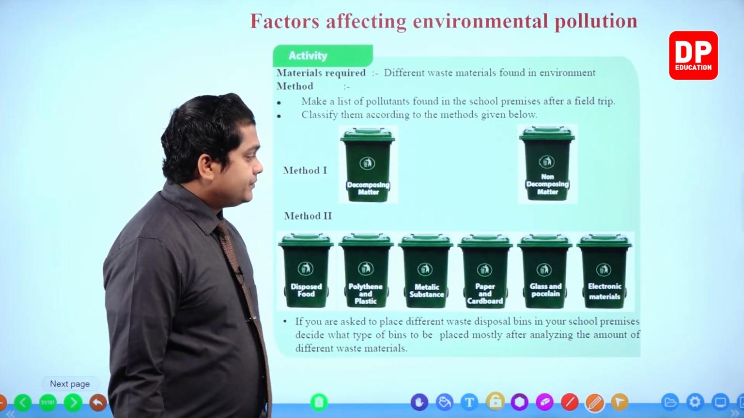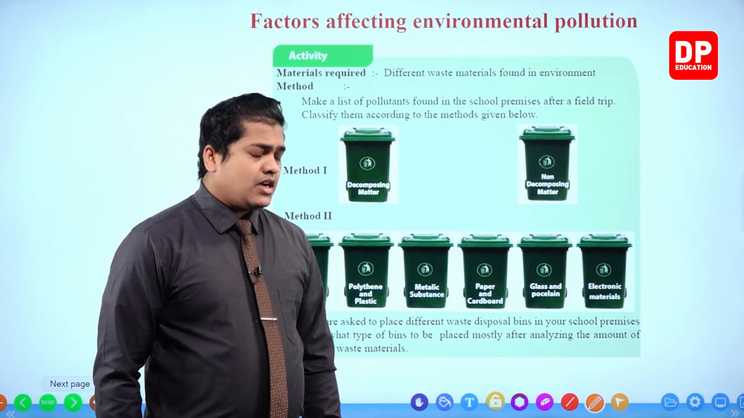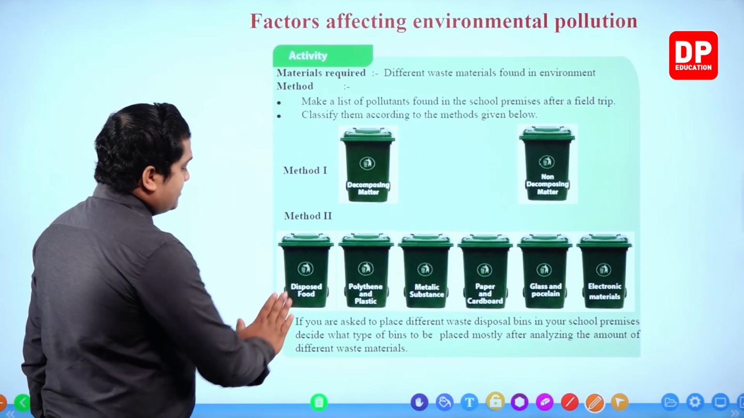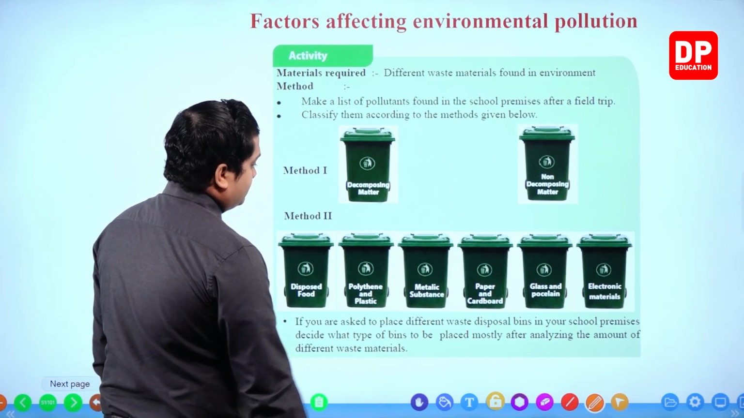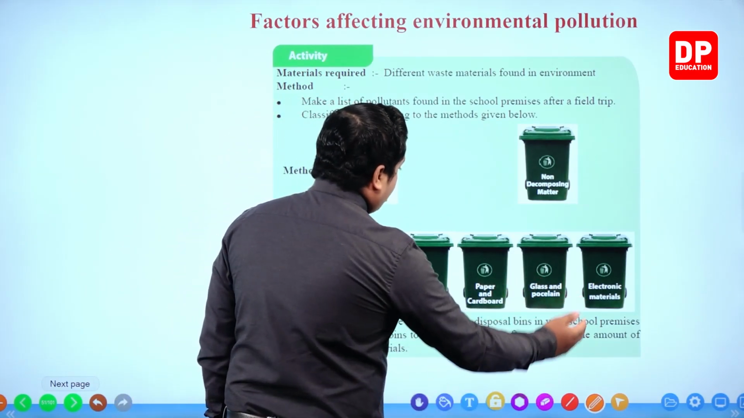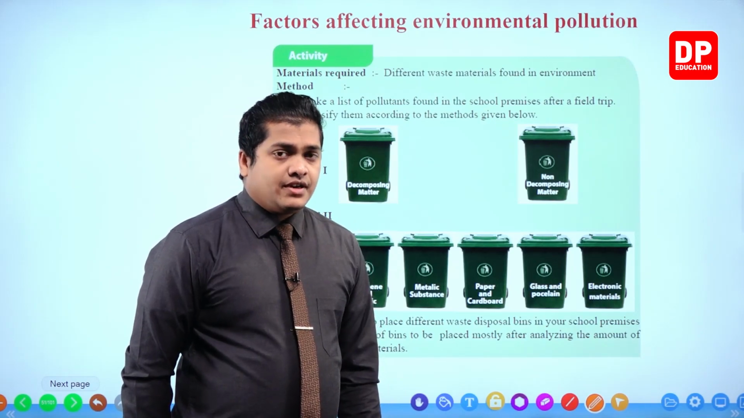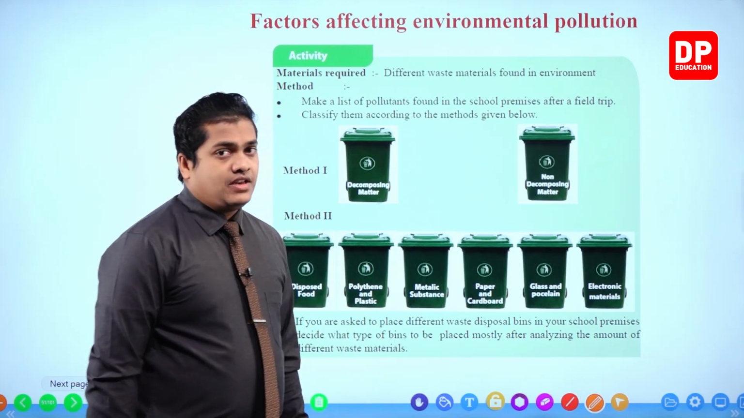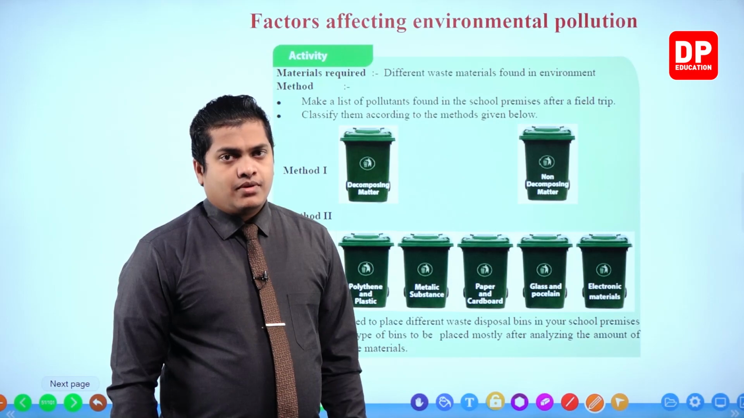Okay, so by doing this activity, my dear children, you can come to a conclusion that we add different kinds of effluents and waste materials to the environment. Like what? Like disposed food, polythene and plastic, metallic substances, paper and cardboard, glass and porcelain items, electronic materials like waste computers and so on. We add different kinds of substances to the environment. So by doing this activity, definitely you can find out the factors or the substances that affect environmental pollution.